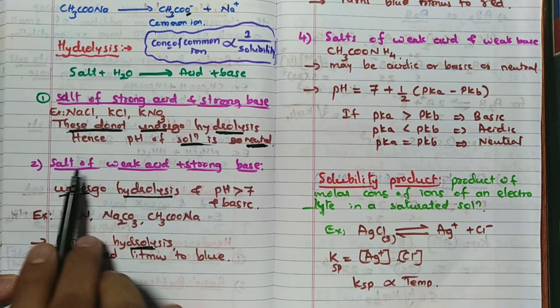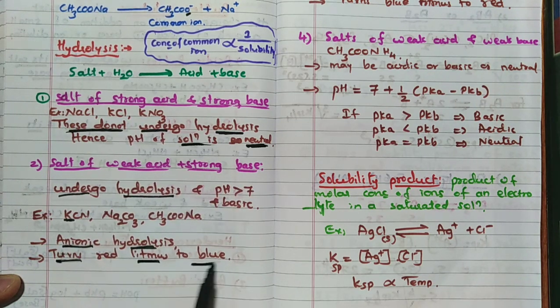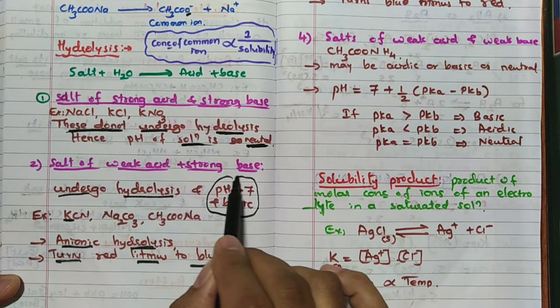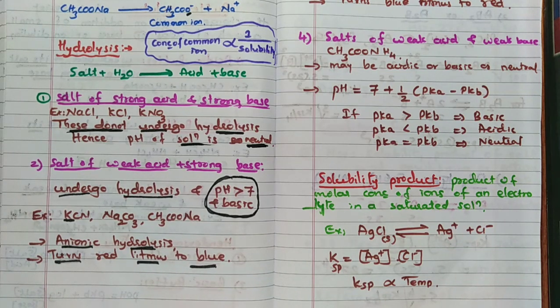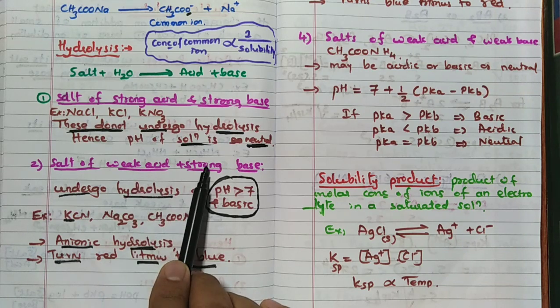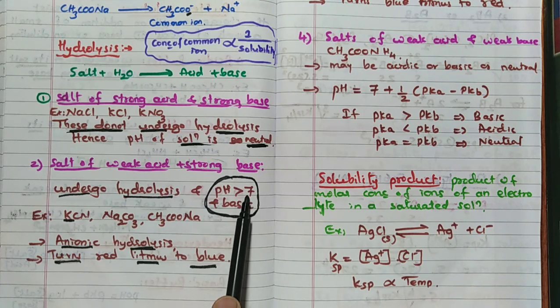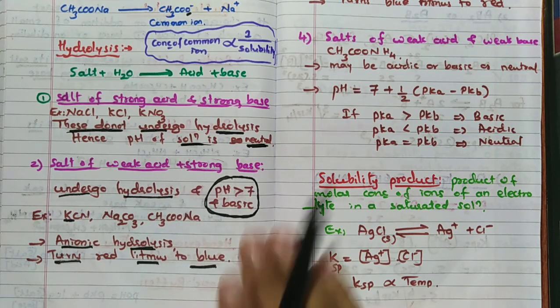Always remember, salt of weak acid and strong base undergoes anionic hydrolysis, turns red litmus to blue. The reason for that is pH is more than 7 and it is basic. Very, very important, and easy to identify also. See, definitely when I mix weak acid and strong base, which is the strong component? Base. Base is the strong component, so pH should be what? More than 7. Very easy to identify, correct? So weak acid, strong base: the strong component is the base, hence pH is more than 7.